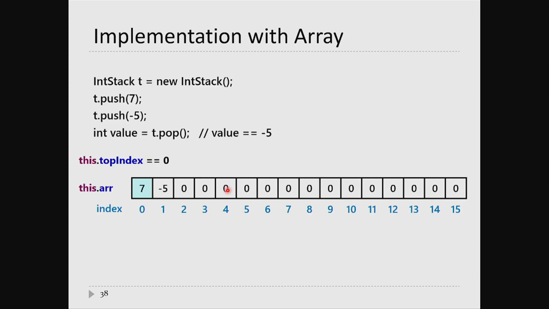So let's take a look at that picture here. Okay, so I'm going to push a 7 and push a -5. So we have an element at -5 and topIndex is at 1. Then I'm going to pop the value on top of the stack. I'm going to copy -5, decrease the topIndex, so now the top of the stack points at the 7, and then I'm going to return the -5. You don't have to do anything to the old -5 that's sitting there, because the next time you push something onto the stack, you're just going to overwrite it anyway.